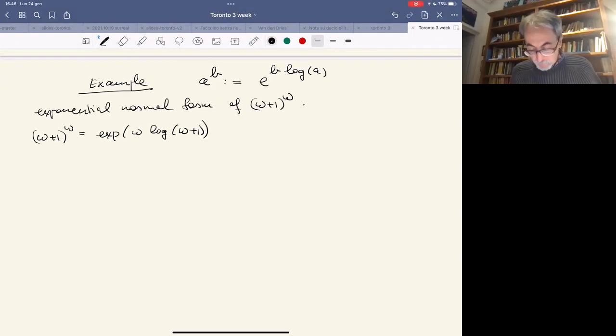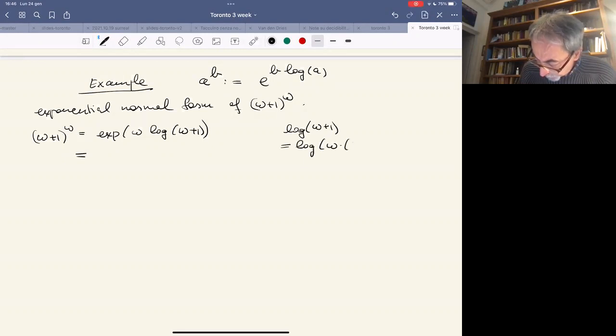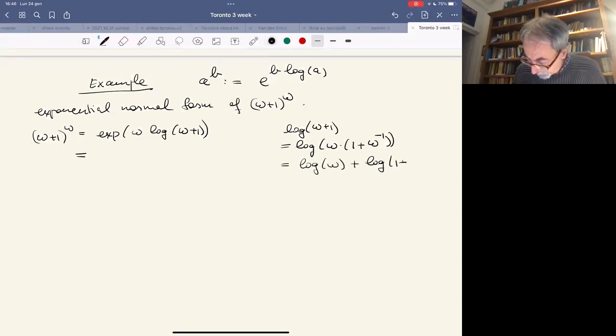This is just elementary calculus. This is a formula which is true in the reals, so it's true in the surreals because they have the same elementary theory. So this is going to be equal to... I'm going to write log of omega plus one as log of omega times one plus one over omega. So this is log of omega plus log of one plus omega to the minus one, just because log of a times b is log of a plus log of b.